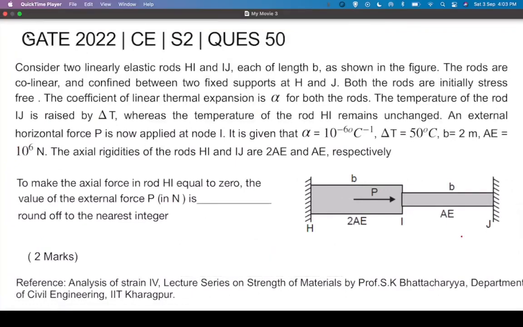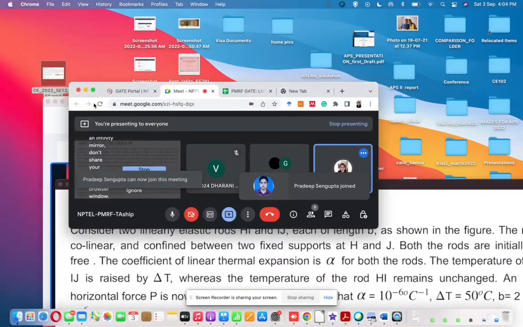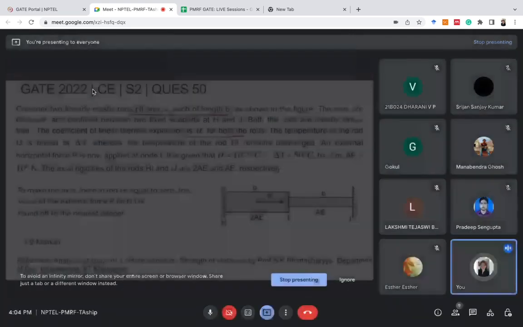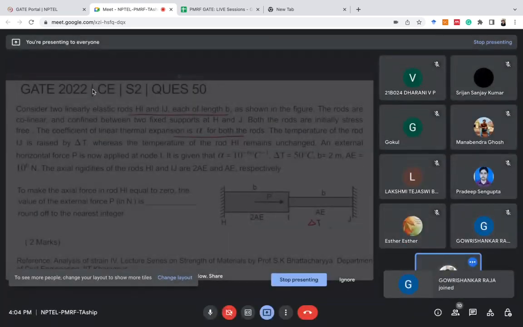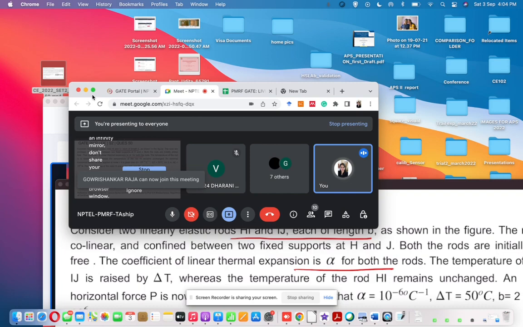Hello everyone. So today I'll be discussing question number 50, set 2, Gate Civil Engineering 2022. Consider two linearly elastic rods HI and IJ, each of length B, as shown in the figure. The rods are collinear and confined between two fixed supports H and J. Both the rods are initially stress-free. The coefficient of thermal expansion is alpha for both the rods. The temperature of the rod IJ is increased by delta T, whereas the temperature of the rod HI remains unchanged. An external horizontal force P is now applied at the node I.